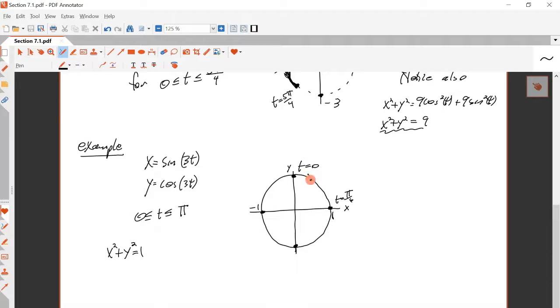How far do we go? Well, we're going in this direction, and we're going all the way out to t equal to pi. But that takes us around the circle, a total rotation of 3 pi radians. So 2 pi radians goes from here to here, and then another pi radians goes from here to here. So 1.5 times around the circle in the clockwise direction.